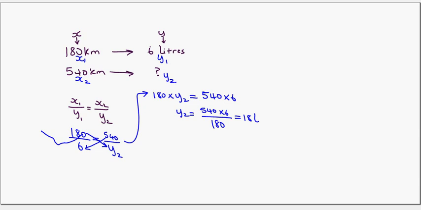And the method is: determine if it's direct proportion. If it is, x1 over y1 equals x2 over y2. Substitute and solve the equation. You all know how to solve all the different types of equations, so that shouldn't be a problem for you at all. Okay?